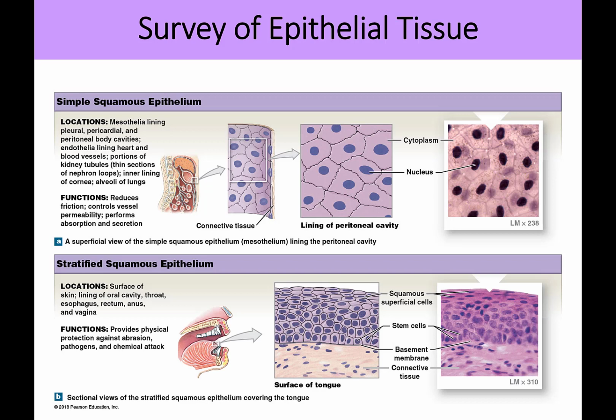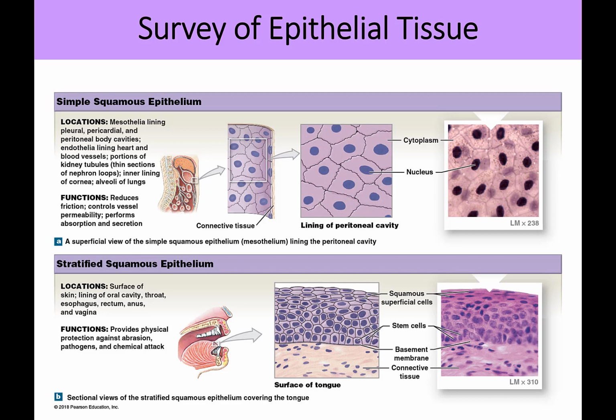Stratified squamous epithelial tissues are multiple layers of flat cells. Their main function is to protect your body from physical damage. When I ask questions like, where can you find this tissue? Always think about structure and function. Why do you need this place to have multiple layers versus the other place to only have one layer? What is the purpose of that, right?